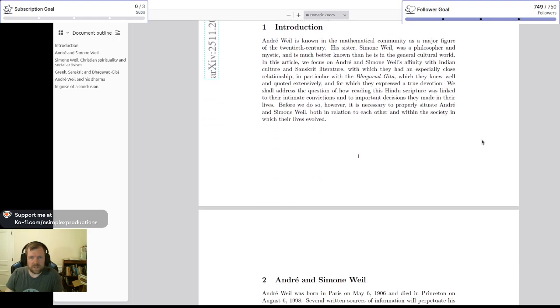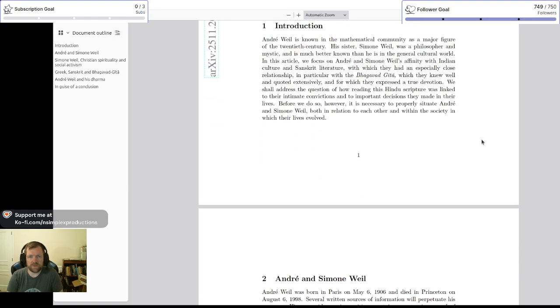André Weil is known in the mathematical community as a major figure of the 20th century. His sister, Simone Weil, was a philosopher and mystic, and is much better known than he is in the general cultural world. In this article, we focus on André and Simone Weil's affinity with Indian culture and Sanskrit literature, with which they had an especially close relationship, in particular the Bhagavad Gita, which they knew well and quoted extensively, and for which they expressed a true devotion.